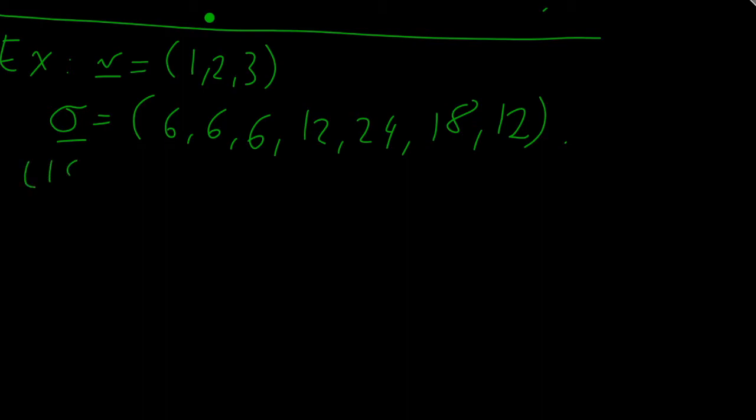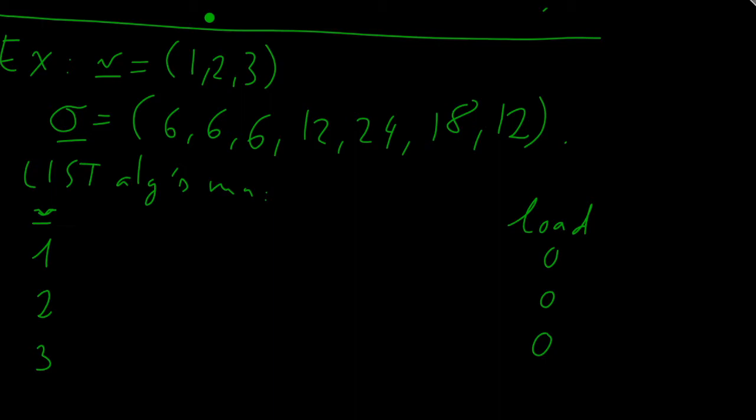Now, how does the list algorithm run on this particular input? I'm just indexing the rows by the machines. On the first row, I will list the jobs assigned to the first machine, and the second row to the second machine, and so on. And here we also have the speeds, right? So the speeds happen to be the same. And I'm just writing here the loads. Initially, of course, no machine has any load, so it's just 0, 0, 0.